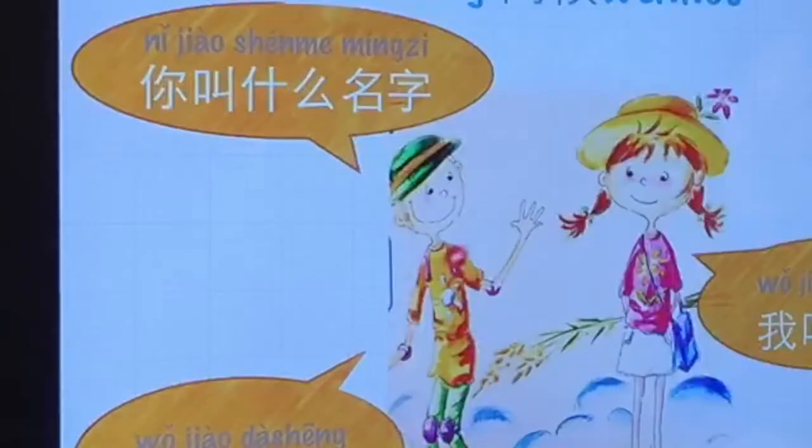Okay, let's see. What is this boy saying? He must be saying, what is your name? He wants to know about this girl, right? So how to say that? First we have the subject, 你, and what verb did we learn? We use it in front of the name, 叫. 叫 means to be called. So 你叫 what name? 什么名字? One more time. 你叫什么名字?